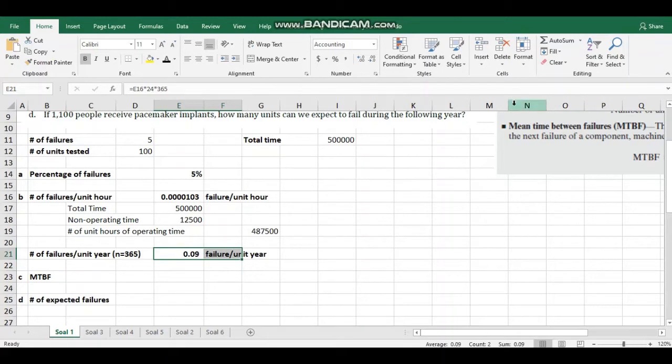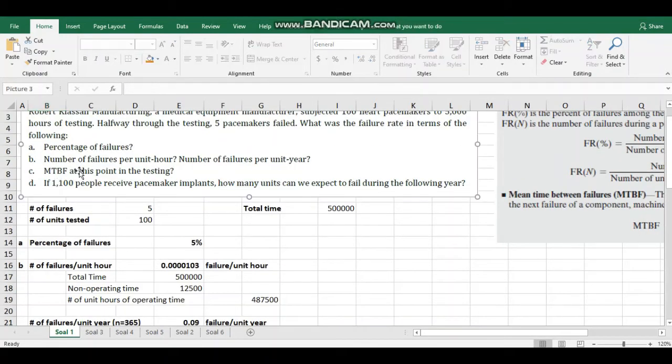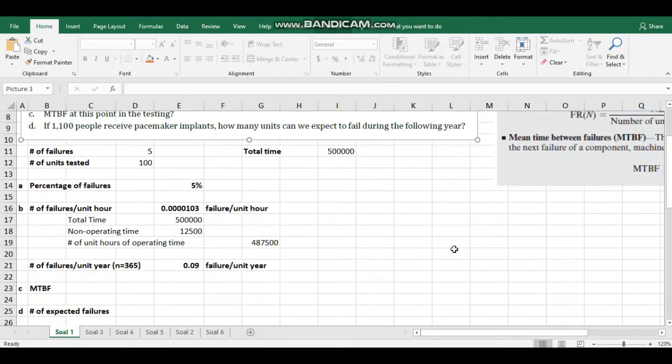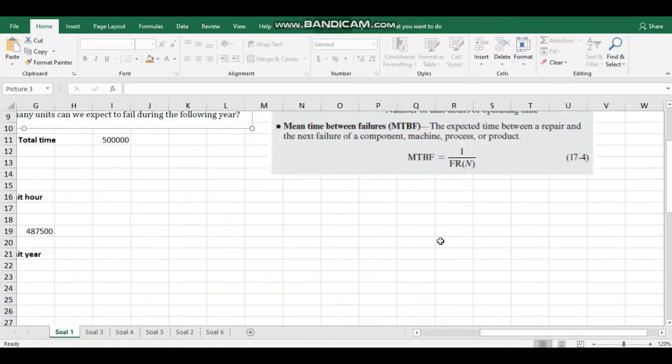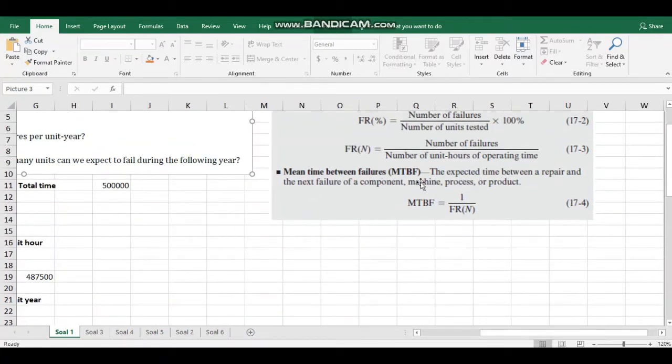Okay, so that's for point B. For point C, how much is the MTBF, or mean time between failures, at this point in the testing? To find the MTBF, note that MTBF means the expected time between a repair and the next failure of a component, machine, process, or product. And we find the MTBF with this formula: 1 divided by the number of failures.